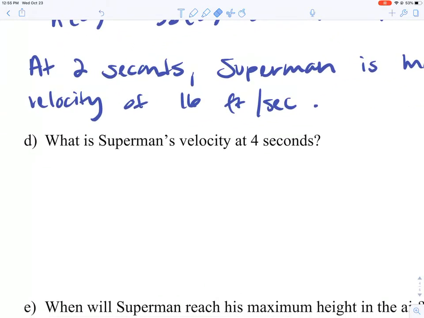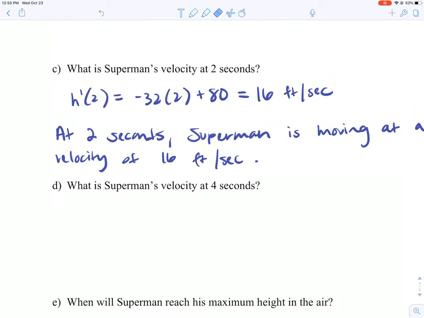And then part D, what is Superman's velocity at 4 seconds? So let's evaluate h prime at 4. And we should get negative 48 feet per second. Because we end up with a negative velocity, that tells us that Superman's height is decreasing at that moment in time, meaning that Superman is on his descent towards the ground.